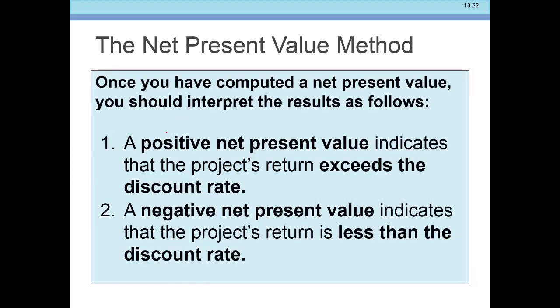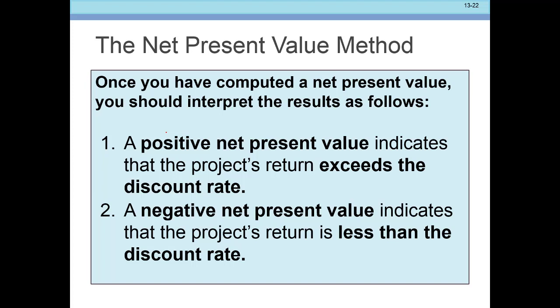And when we're using the net present value method, we will accept a project if it has a net present value of 0 or a positive net present value. If its net present value is 0 or positive, we'll accept it. If the net present value is negative, we will reject that project. That's telling us that we're not getting the rate of return that we're expecting from this project if we get a negative net present value.